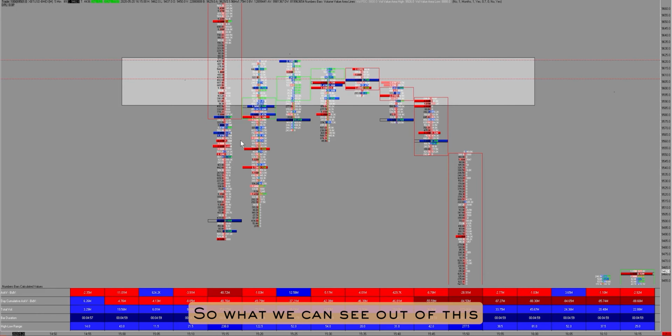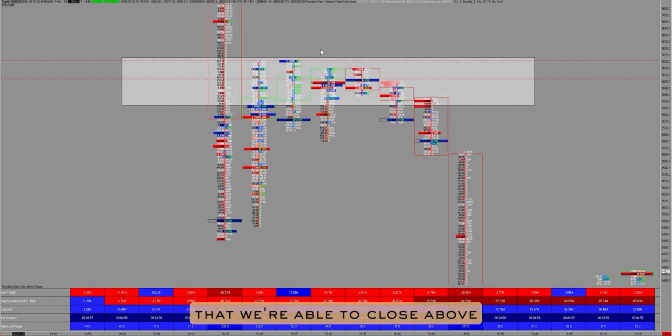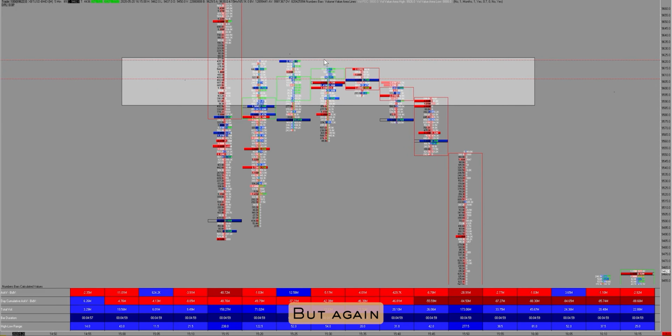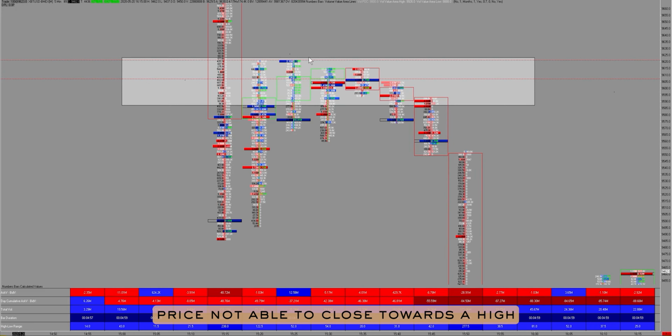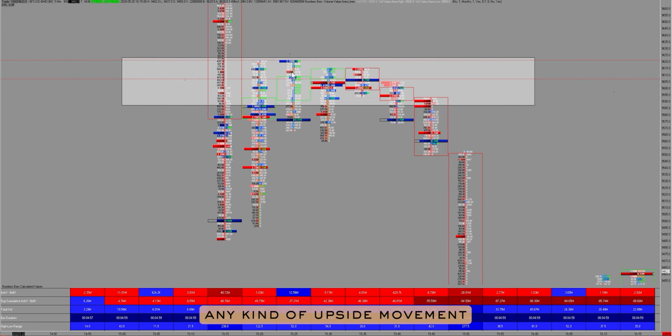So what we can see out of the structure is the type of response you would expect after a very, very violent move. You're going to have some sellers trapped at the low, but then what you're going to want to see is that for any kind of increase in delta outside of this low, we're able to close above any imbalance previously. So you get an aggressive move out of this low, but again, price is not able to close towards a high, and we see that for these imbalances, we're not getting any kind of upside movement.